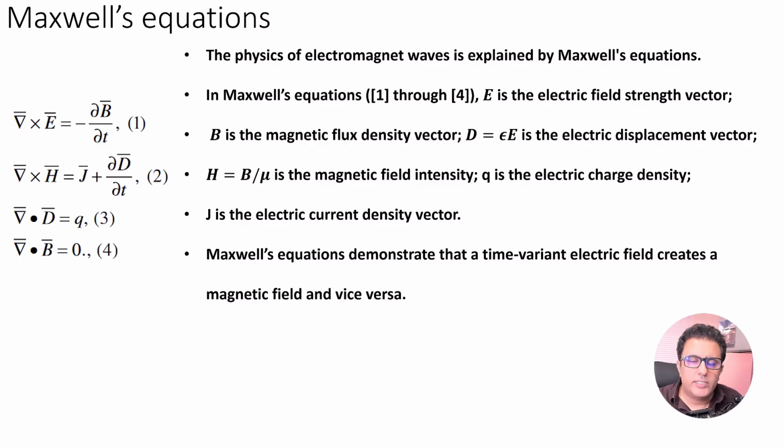And indeed, electromagnetic waves can be explained by Maxwell equations. What you see from the Maxwell equations is that whenever we have a time-variant magnetic field, we're going to have an electric field. At the same time, if we have a time-variant electric field, we're going to have a magnetic field, and vice versa. Using these four equations, we are able to characterize electromagnetic wave propagation in a medium.